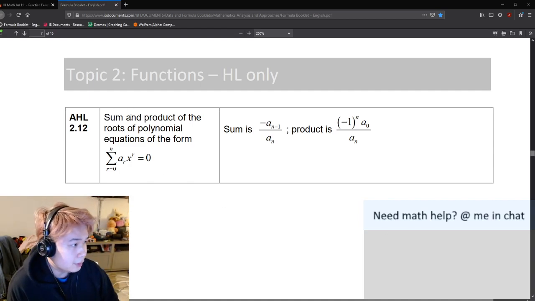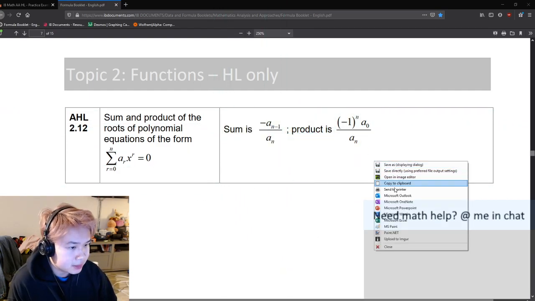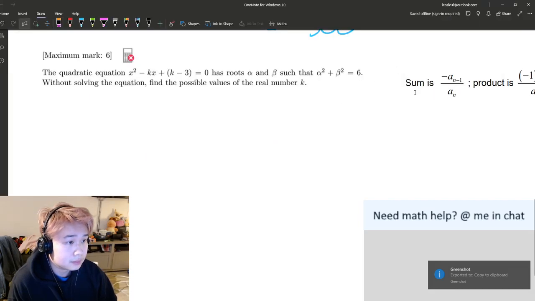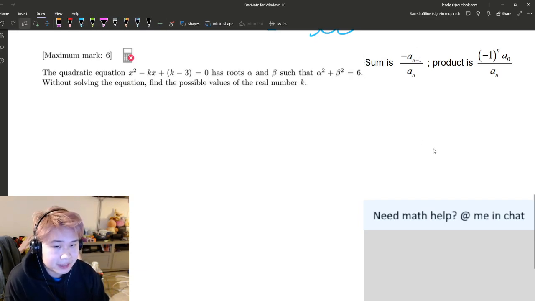So when you have a polynomial and it has roots, of course, when you add them all together, it's related to the coefficients in the polynomial itself. And when you multiply the roots together, it's also related to the coefficients in the polynomial itself. So in other words, I'm going to copy paste this because I never remember this one. So what this means is that my two possible roots are alpha, beta.